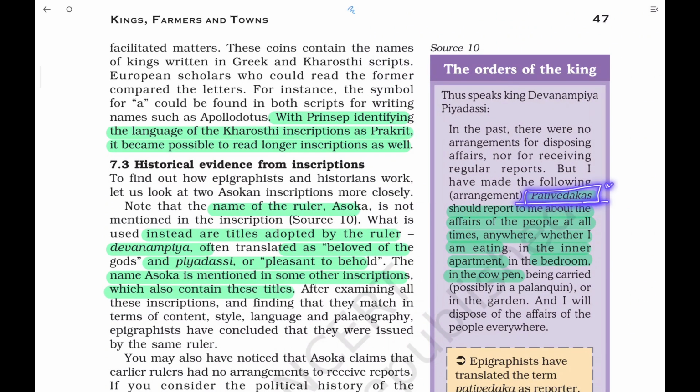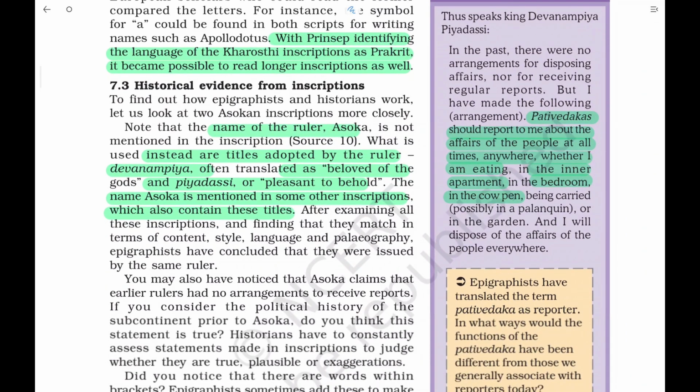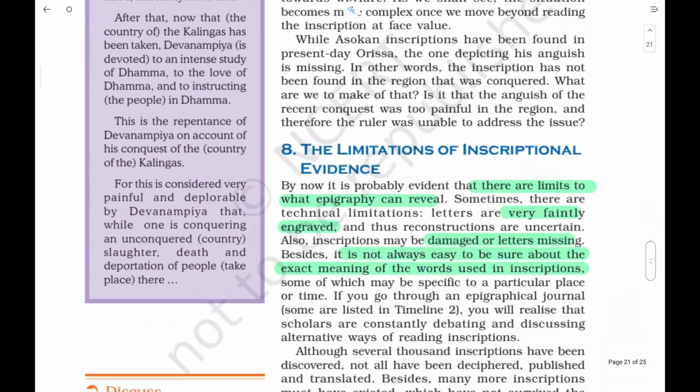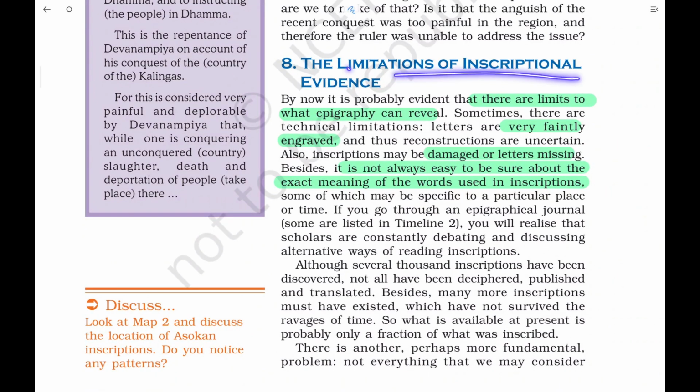Pativedakas were the spies that reported about the affairs of the people at all times, anywhere. The Pativedakas were those spies that reported to Ashoka every time. Okay. Now, what are the historical evidences from the inscriptions? The name of the ruler Ashoka, Devanampiya or Piyadassi, that is pleasant to look at, we have already studied. So nothing more is important here. Now, what are the limitations of the inscription evidence?